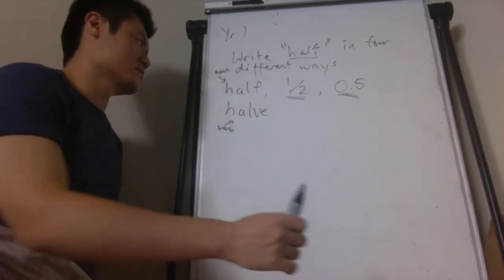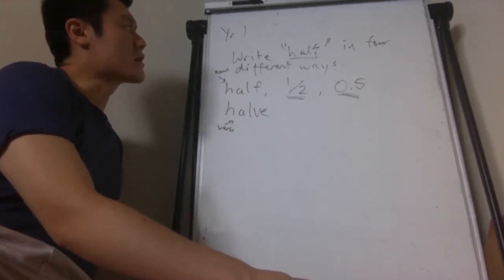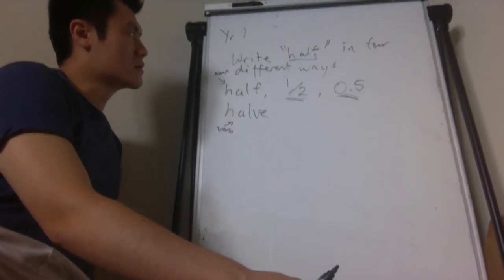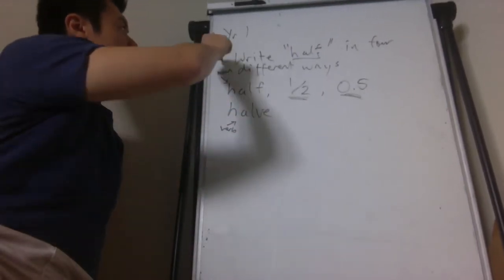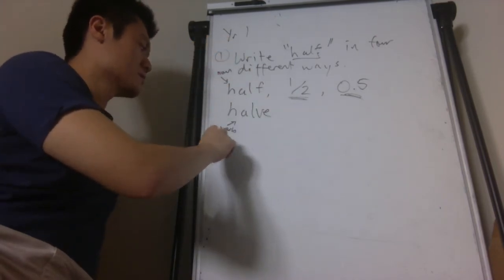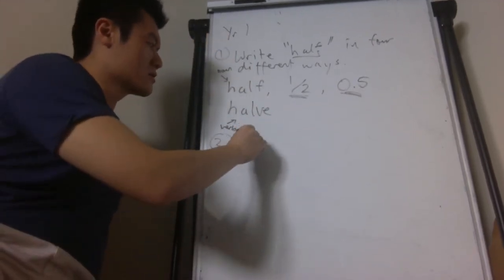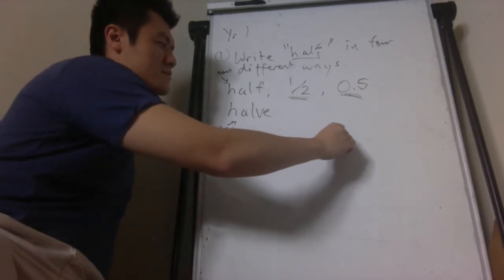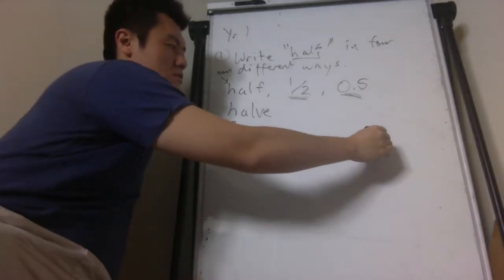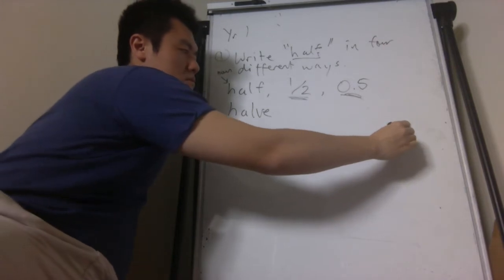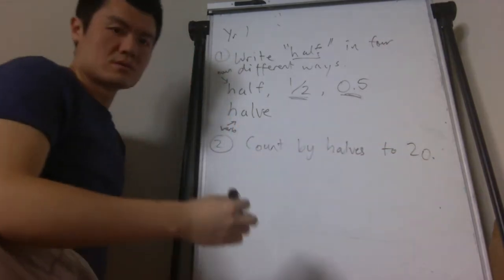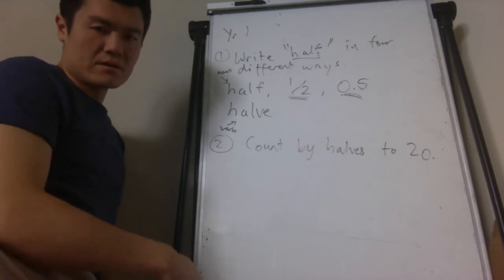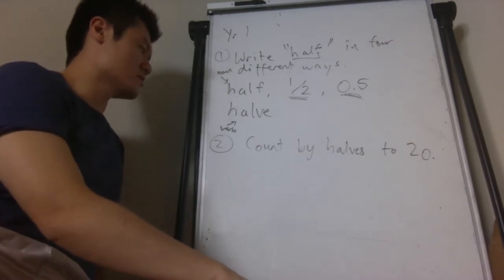Alright, so the next exercise could take quite a while, but it might be good to do at some point. So that was number 1. Number 2 was to count by halves to 20. That makes sense. So you did that, right? And now you can actually jazz this up quite a bit.